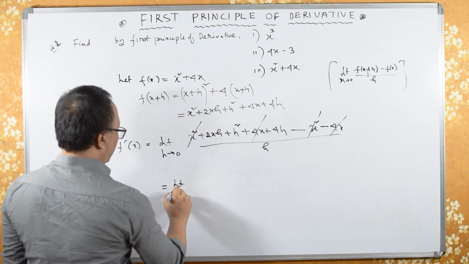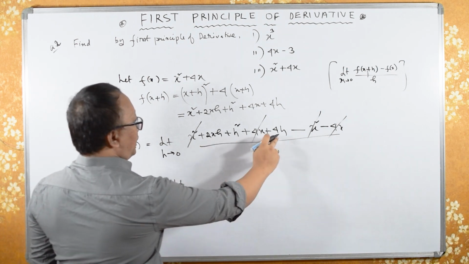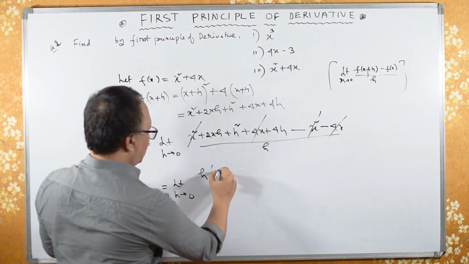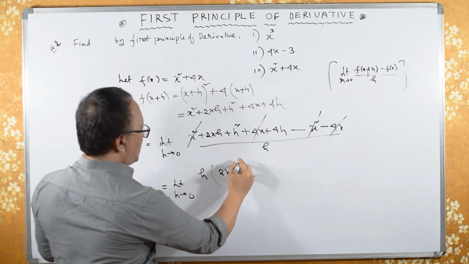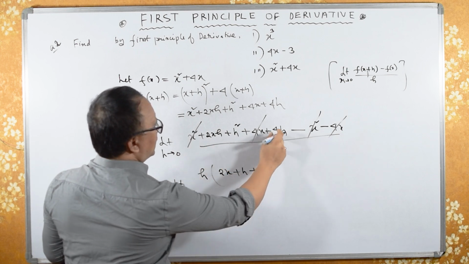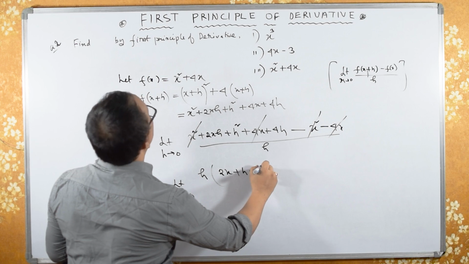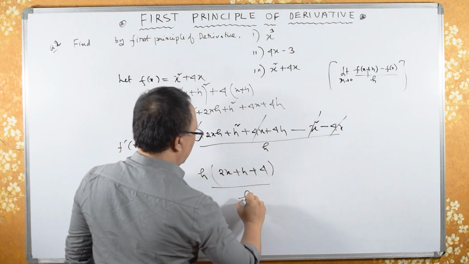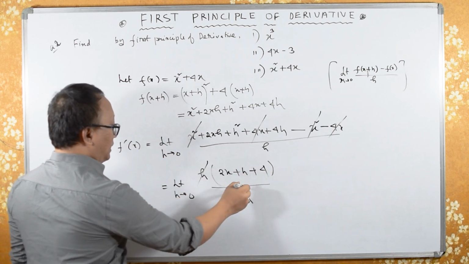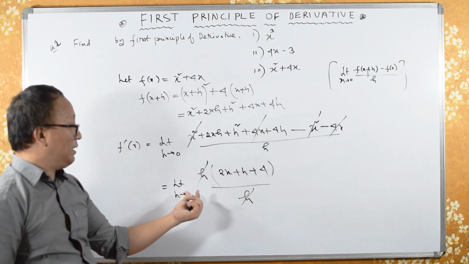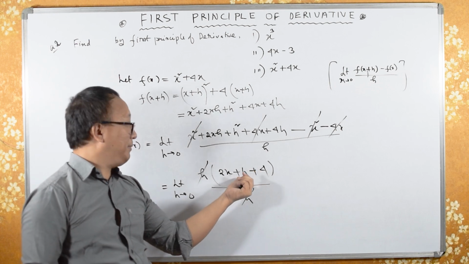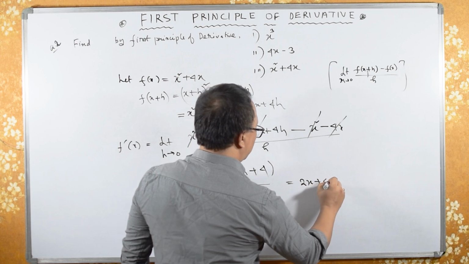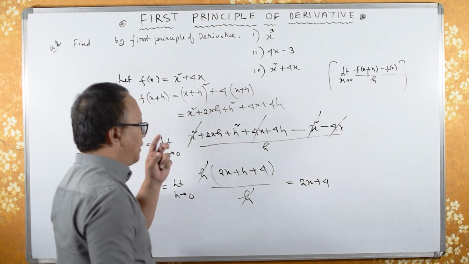Here limit of h tends to 0. Here I am taking h common. If I take h common, what we have is (2x plus h plus 4) upon h. Now this h and this h get cancelled. When h tends to 0, this becomes 0. What we have is 2x plus 4. Okay, this is the correct answer.